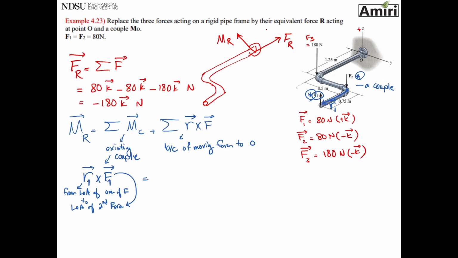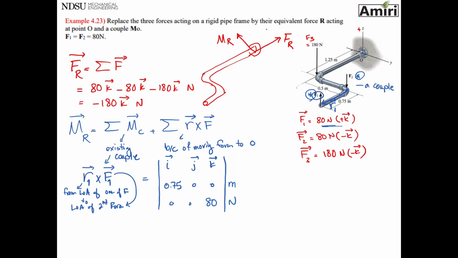So let's figure out what this is. This is a vector, so I need i, j, k. The second row is going to be R1. Let's figure out what R1 is. R1 is moving how much? 0.75, and that is in the plus x direction, so 0, 0. Force F1, I just figured it out. It's 80 Newton in the direction of K. This one is meters, this one is newtons. So that's my existing moment.